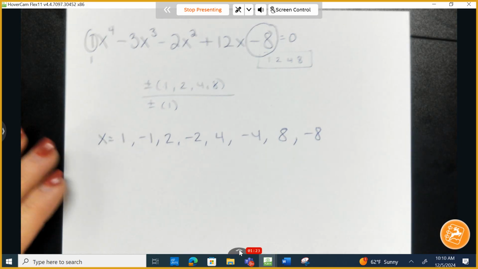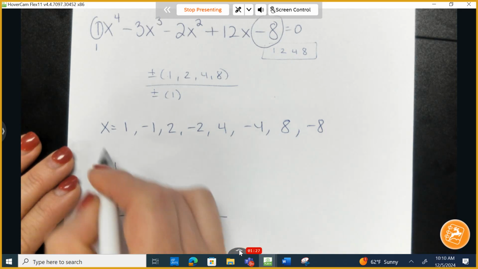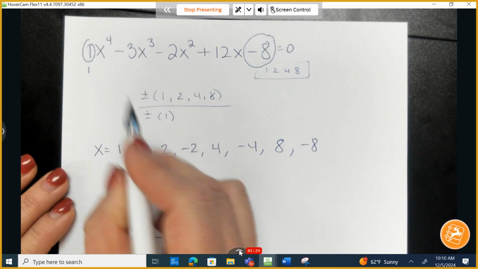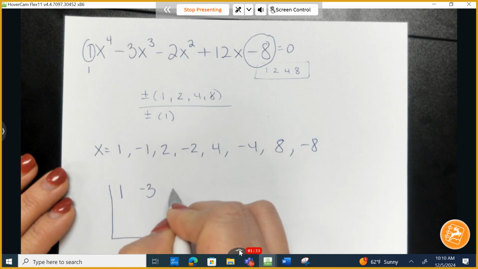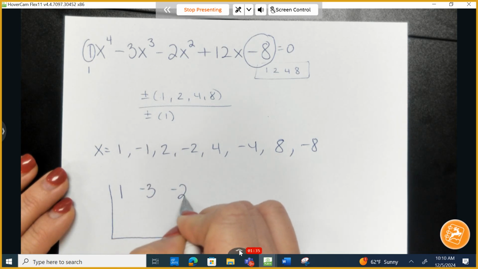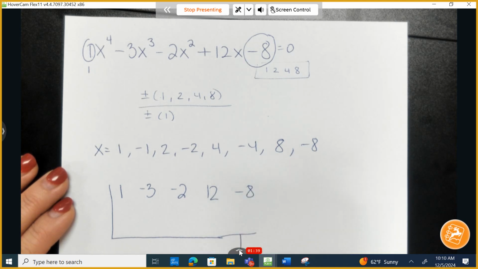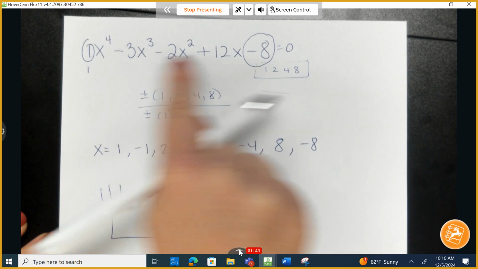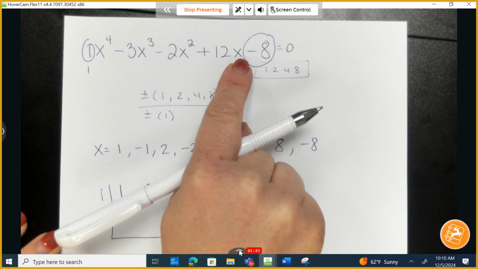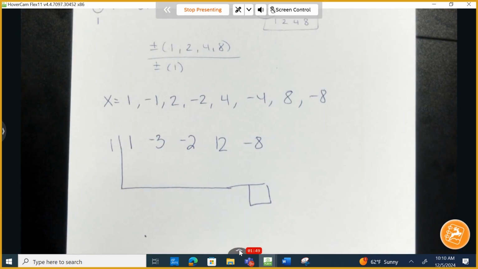So I'm going to get started with testing these. I'm using synthetic division, which I refer to as the mama method. So I'm going to write down the coefficients. We have 1x to the 4th, negative 3x to the 3rd, negative 2x squared, 12x to the 1st, and negative 8x to the 0. I'm going to start by testing 1. If 1 is in fact a solution to this equation, then when I plug it into the left-hand side it will equal 0. If it's a solution, I get 0 down below.